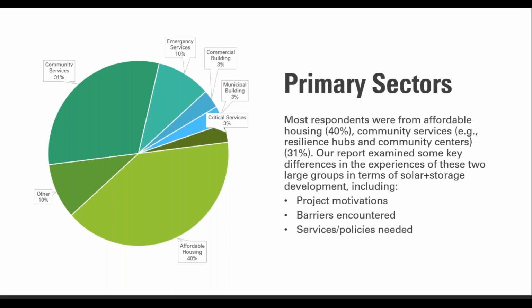And that's a very broad term, but that includes things like resilience hubs, community centers, and also folks like the California Indian Museum and Cultural Center, who we'll hear from later on. These two groups, affordable housing and community services, were the two largest that we heard from. And in our day-to-day work, often the two that we deal with the most and who are often the ones trying to implement solar and storage for resiliency and bringing benefits to low-income communities. Those were the two that we really wanted to focus in on in this report and really get into the differences and similarities we were seeing and they were seeing in some of the barriers that they were encountering.